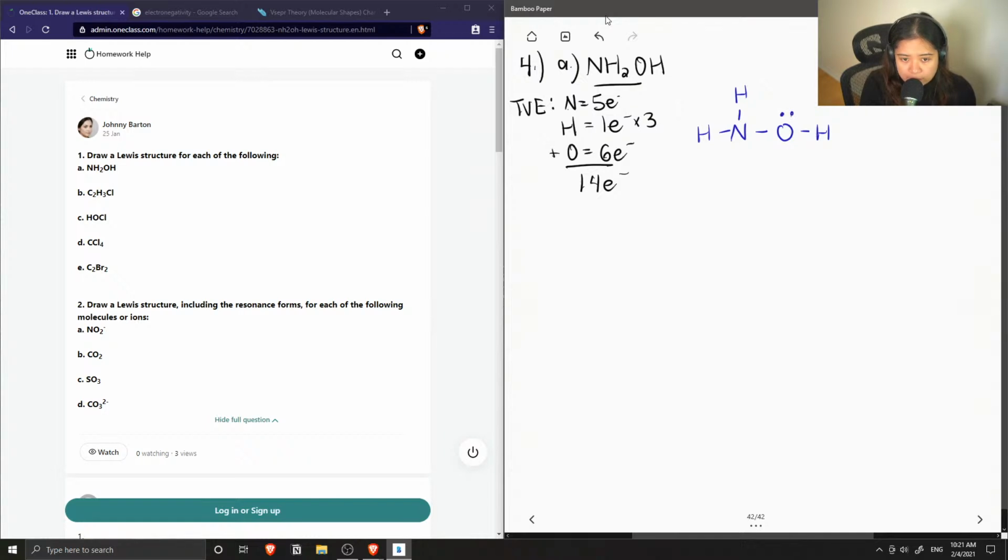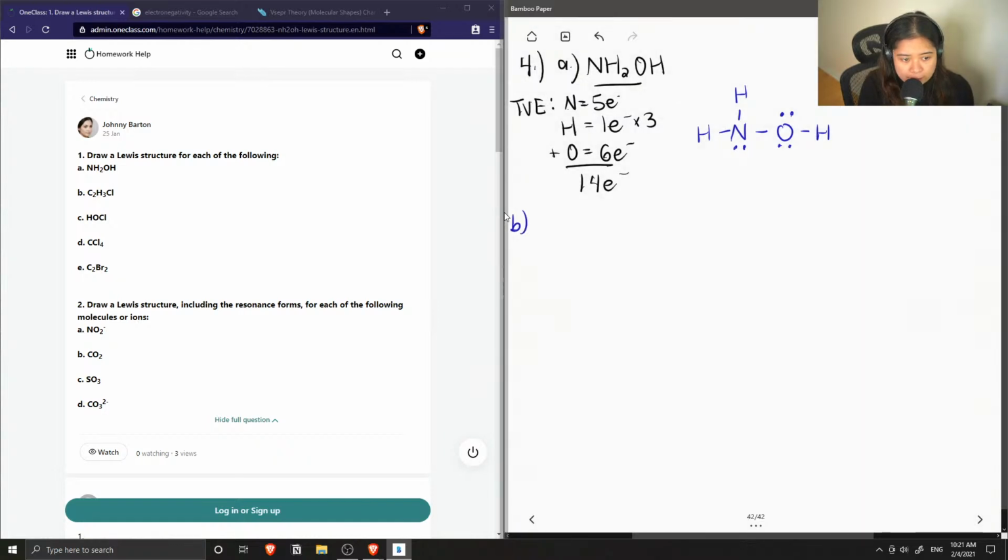So we can draw 2 lone pairs on oxygen and just another lone pair on our nitrogen to complete their octets. So now we have all our 14 electrons and the correct Lewis structure for ammonium hydroxide.